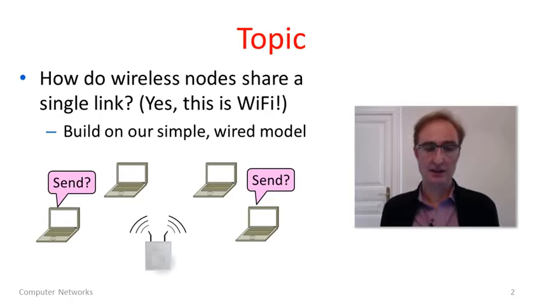Okay, so our setting here is the same as the setting that we looked at in the previous lecture. We have multiple nodes, they just want to share a link. How do they do it? In this setting, however, the nodes are wireless, or the link is wireless and the nodes are using that wireless link. So we have 4 different laptops here. They're talking to an AP. They just need to decide when to send.